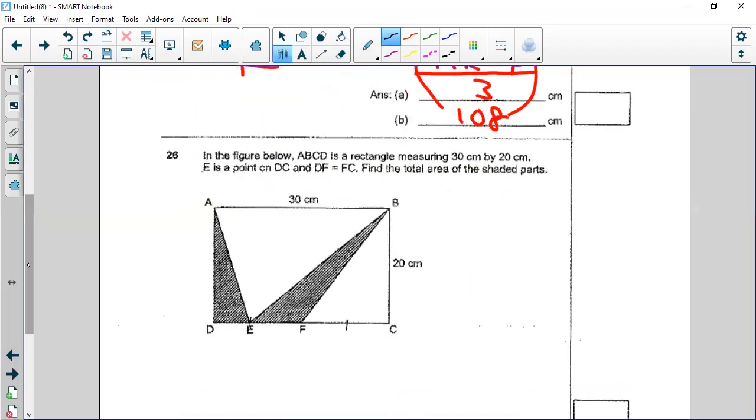Okay, when the question gets hard, there is a method that you can use. But actually, you can still do this question even if you don't know the method. What is the total area of the shaded part? Takeaway method. Or is it takeaway method?